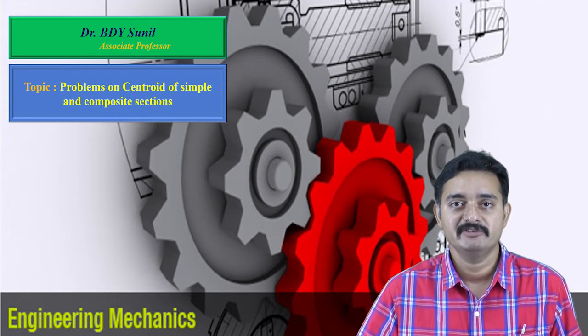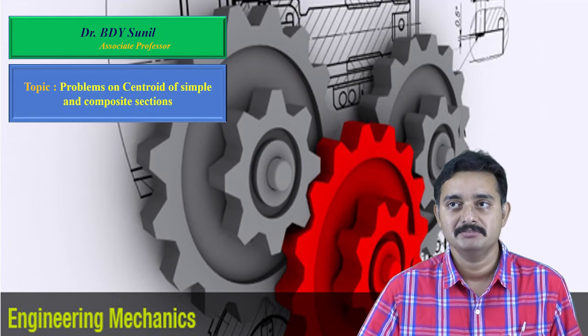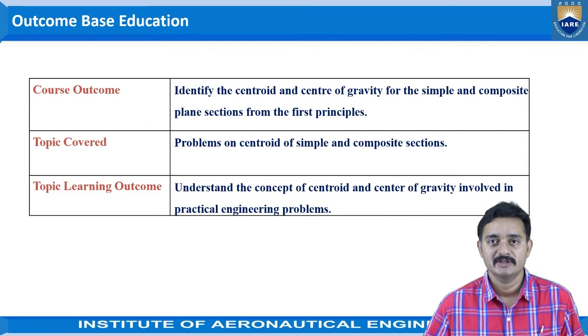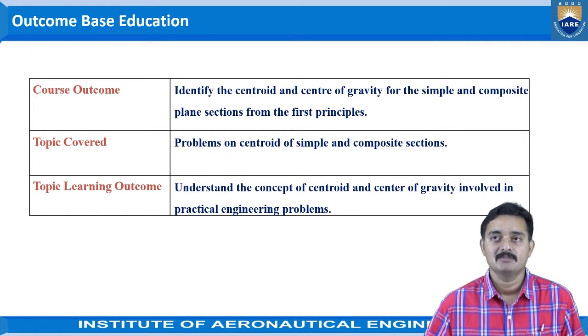In today's session, we will be learning about the problems on centroid of simple and composite sections. The course outcome of today's topic would be to identify the centroid and center of gravity for the simple and composite plane sections from the first principles. The topic covered would be problems on centroid of simple and composite sections. The topic learning outcome is to understand the concept of centroid and center of gravity involved in practical engineering problems.